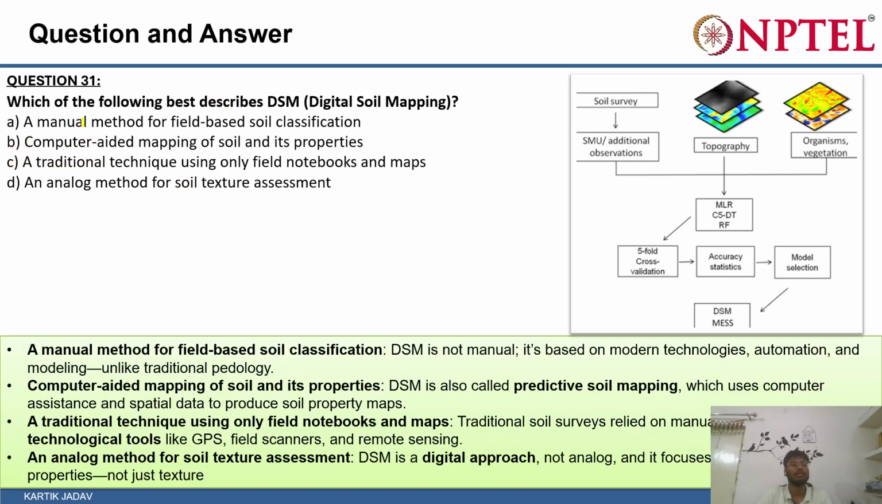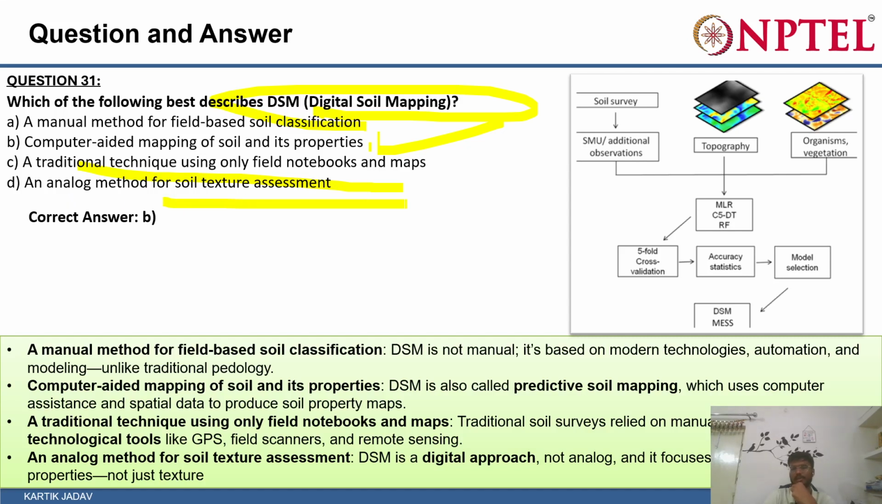Question number 31. Which of the following best describes DSM? That is digital soil mapping. We know that a manual method for field-based soil classification is incorrect. Computer-aided mapping of soil and its properties: the correct answer is option B. It is not a traditional technique, right? And it is not an analog method for soil texture assessment. Digital soil mapping is computer-aided mapping of soil and its properties.